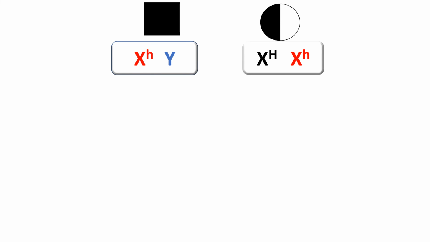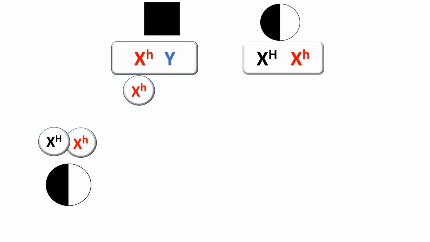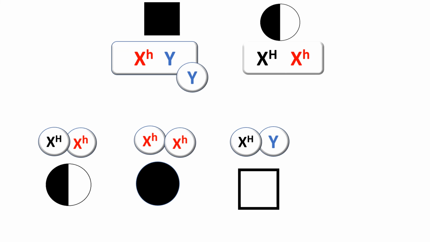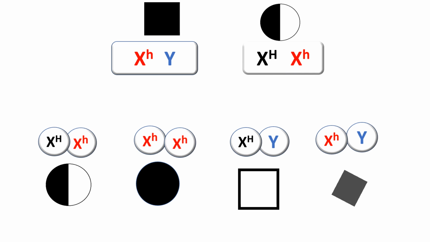Probable phenotypes of the children when the father is a hemophilic male and the mother is a carrier: carrier daughter, hemophilic daughter, unaffected son, hemophilic son.